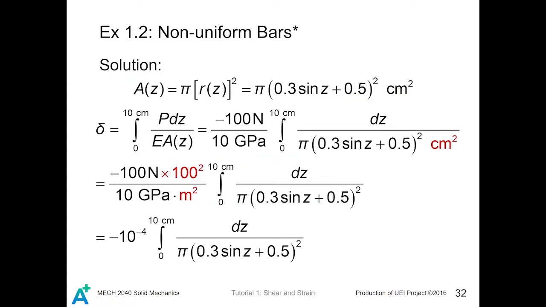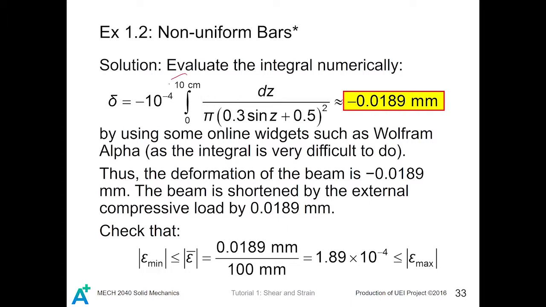After we identify A(z) and we know P and E, then we just take them out and substitute A(z) into the expression. After that, we will eliminate the units. We make everything into SI units in order to avoid confusion. Eventually, we will get an integral like this. However, since this integral is very difficult to solve, the only way you can do it is to use some online tools such as Wolfram Alpha.